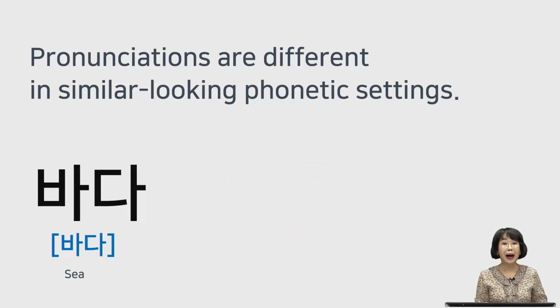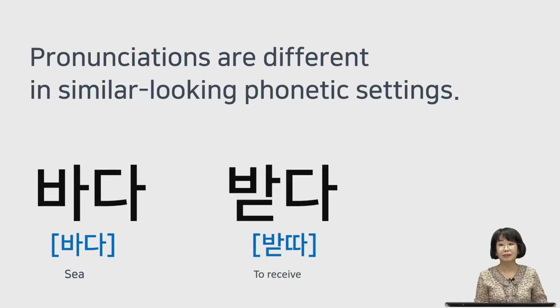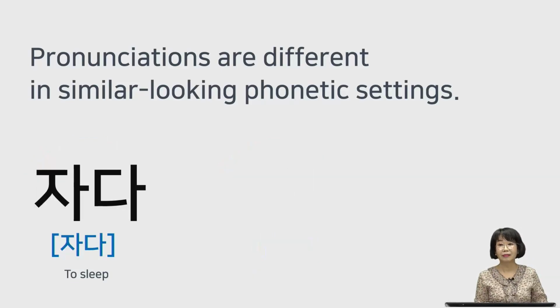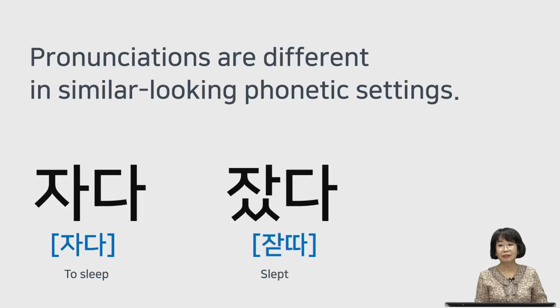바다, 바다, 바다. 봤다, 봤다, 봤다. 바다, 바다, 바다. 봤다, 봤다. 자다, 자다, 자다. 잤다, 잤다, 잤다. It has ㄷ as its representative sound in the last consonant position.